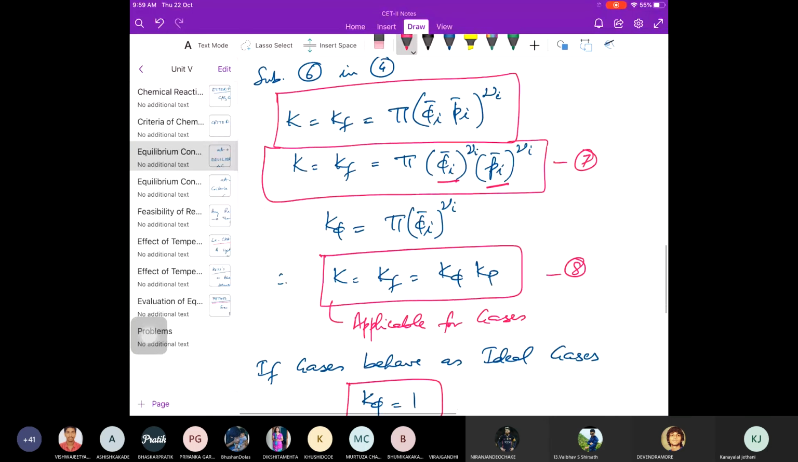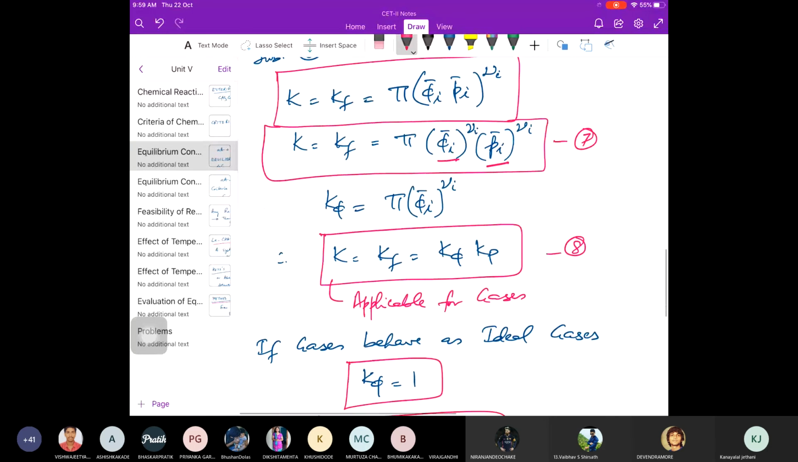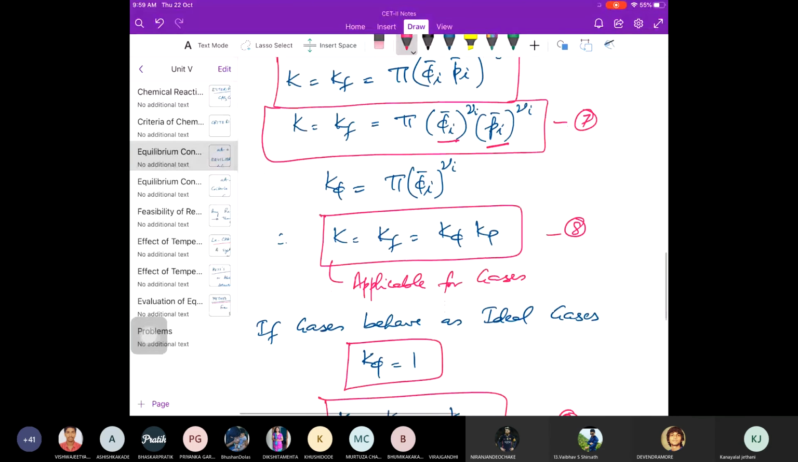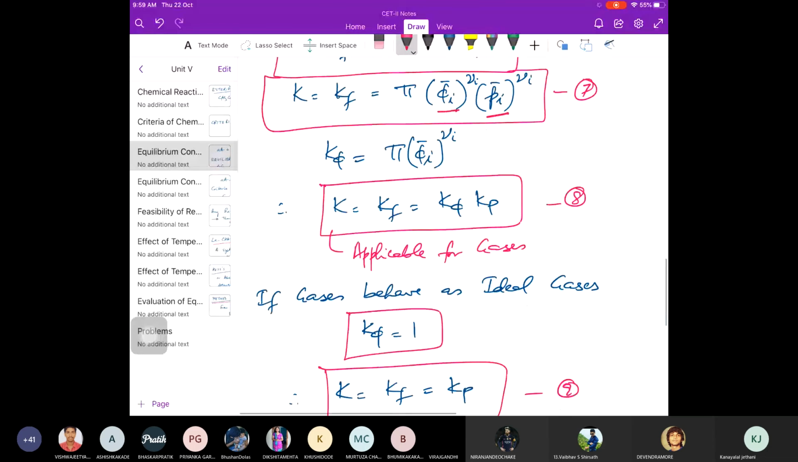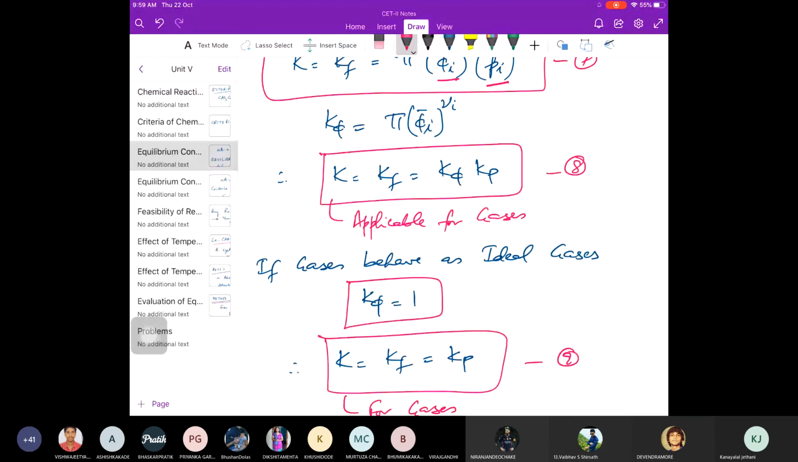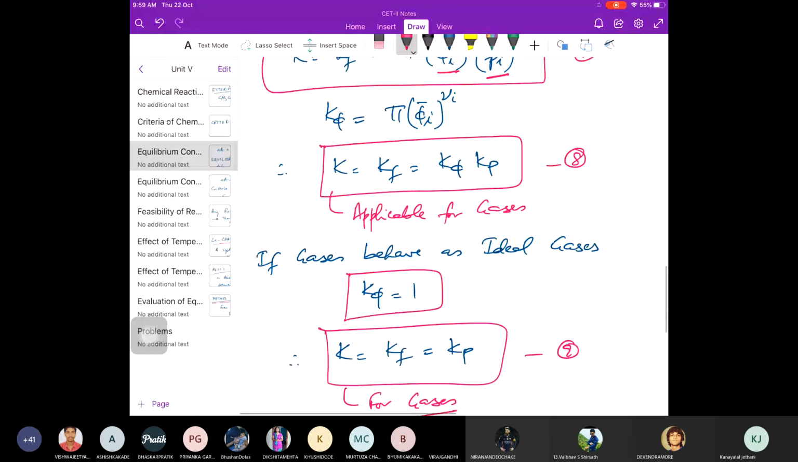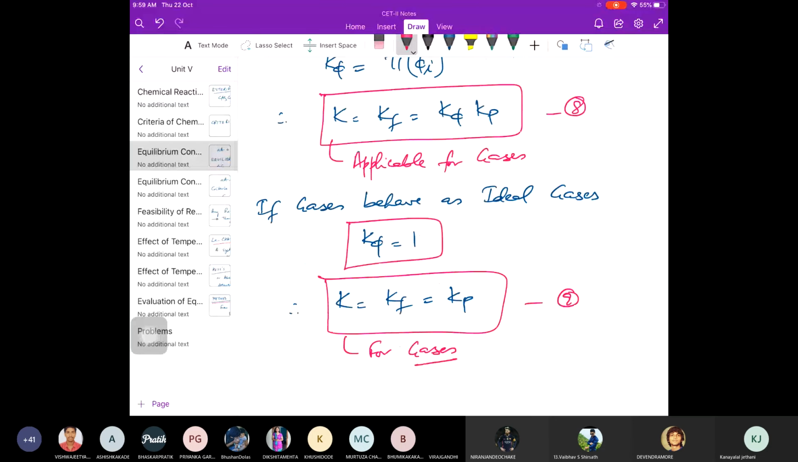And this equation is applicable for gases. Equation 8. And if gases behave as ideal gases, the fugacity coefficient is equal to 1 by definition. So what we'll get is K equal to Kf equal to Kp for gases. We have various definitions of K. We are going to use these in our calculations later on, but they are just definitions.